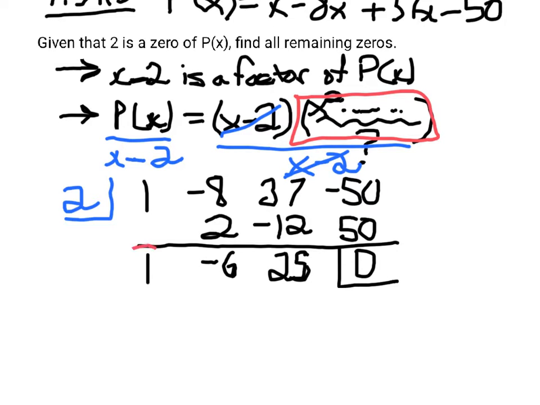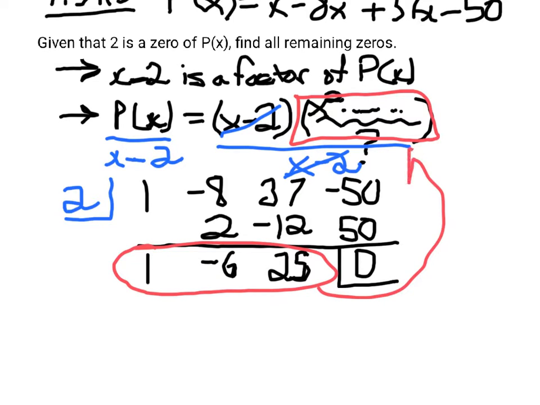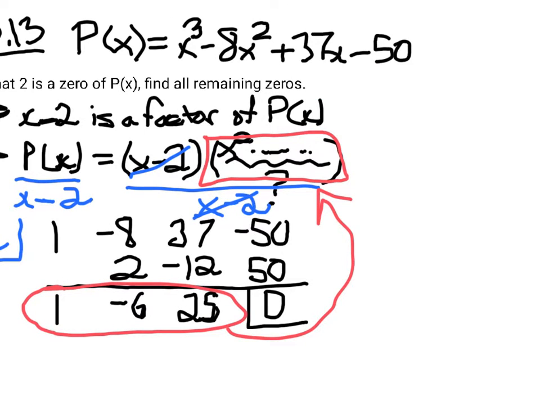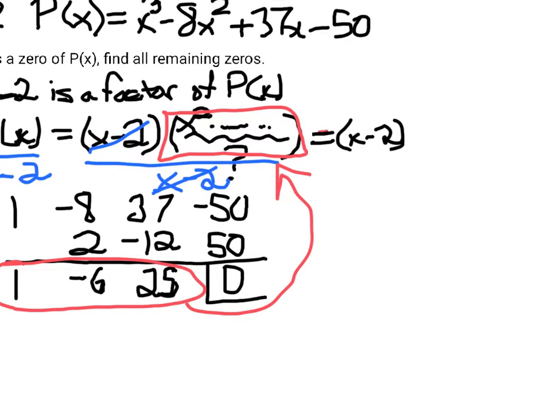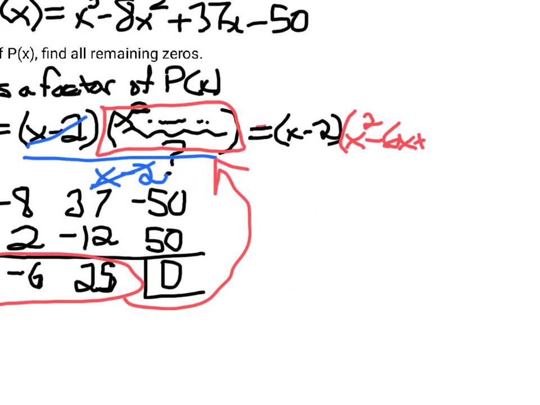Okay, but what we also get is these are going to be now the coefficients for this missing factor right here. So I'm going to slide the screen this way now. Now we know that this p of x can be expressed as x minus 2, which we just divided out, times, from the division, x squared minus 6x plus 25.